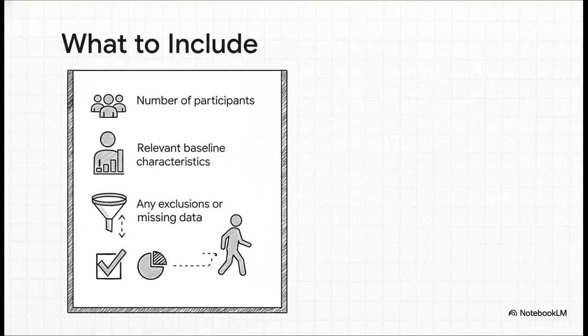So what does that actually look like? Well, you've got to cover the key details. Start with the raw numbers. How many people did you start with? And how many ended up in the final analysis? Then tell us about them. What were their baseline characteristics? And here's the really crucial part. You have to be totally transparent about anyone who didn't make it to the end. Reporting on exclusions, dropouts, and any missing data, that's not just good manners. It's absolutely essential for scientific integrity.